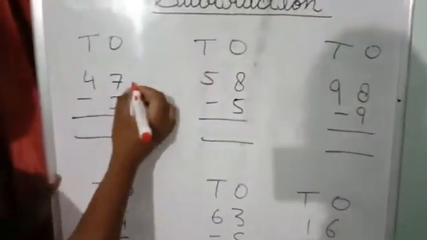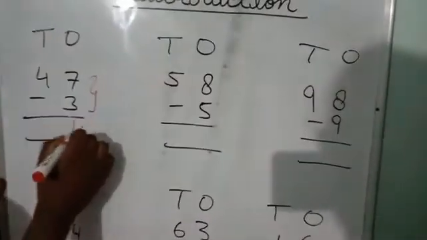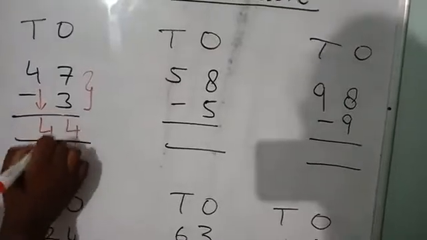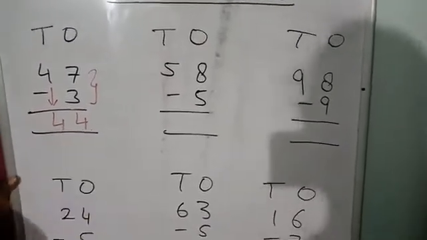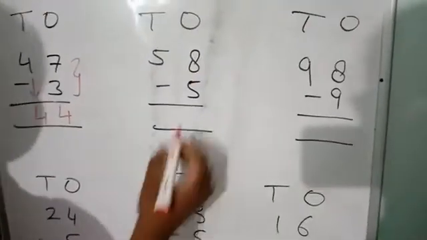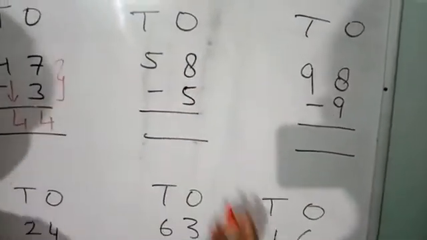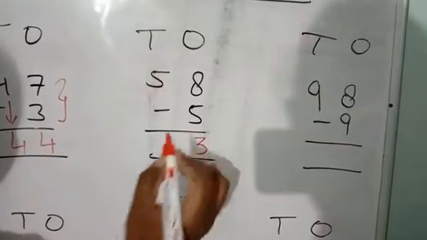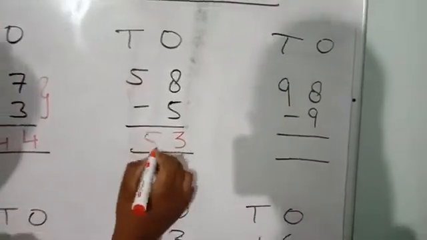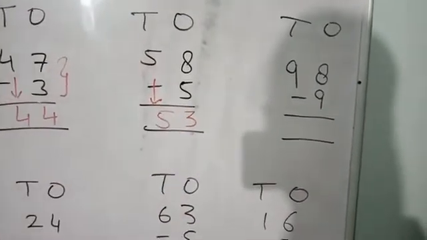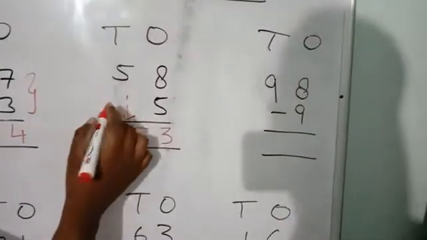See the first exercise, 7 minus 3, 4. Then this 4 also comes down. Okay, as this is the simplest one. Then see the next one, 8 minus 5. 8 minus 5, what? 3. Then 5 is okay.